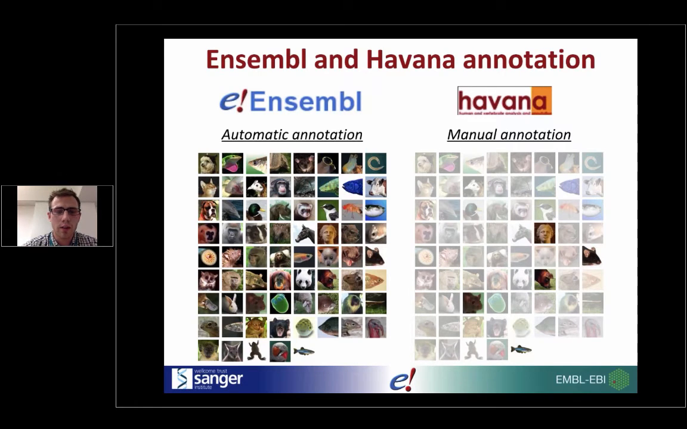As I alluded to earlier, all of the species in Ensembl have their genomes annotated automatically using our automated pipeline. But we also have manual annotation for a select number of species. We have manual annotation for human, mouse, rat, pig, and zebrafish, and this manual annotation is performed by the Havana group.